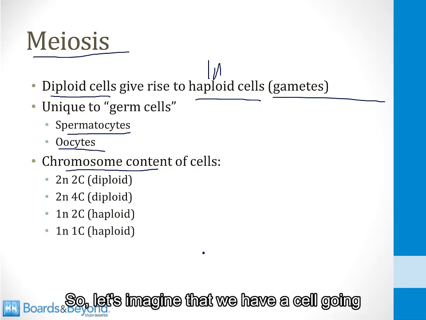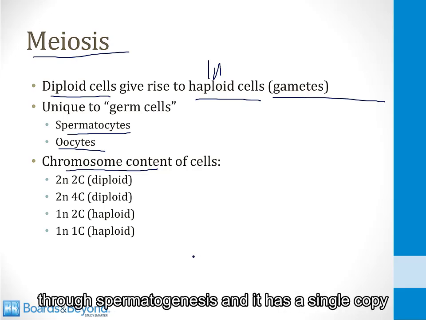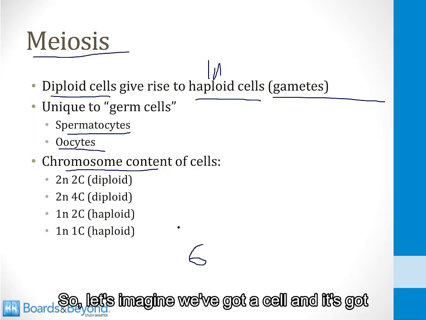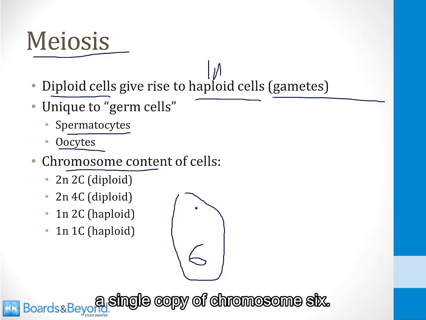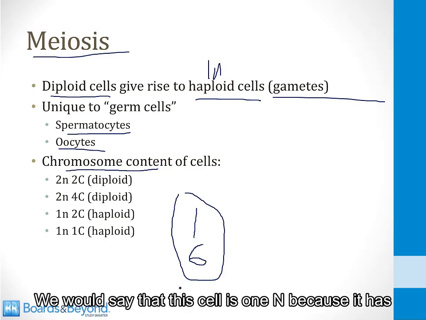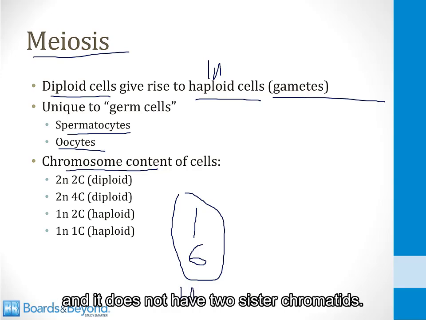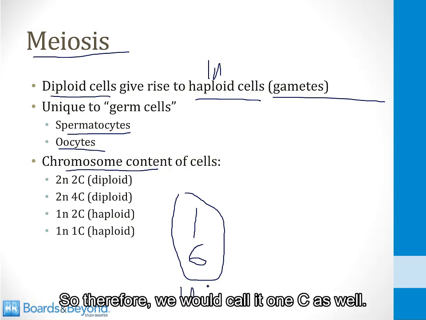So let's imagine that we have a cell going through spermatogenesis, and it has a single copy of every chromosome in the body. And just to make this clear, let's zoom in on one chromosome, for example, chromosome 6. So let's imagine we've got a cell and it's got a single copy of chromosome 6. We would say that this cell is 1N because it has a single copy of chromosome 6, and it does not have two sister chromatids, so therefore we would call it 1C as well.